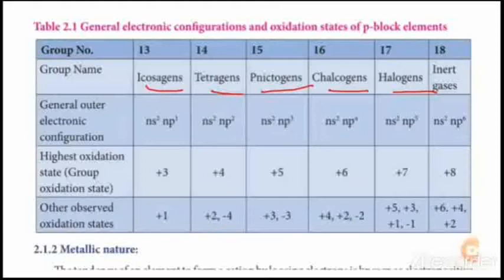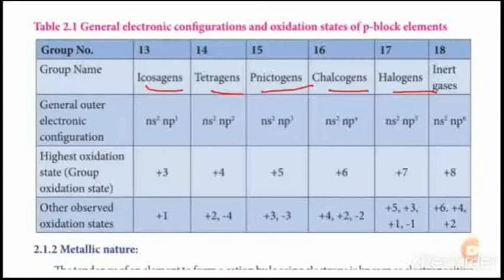Okay, the general electronic configuration we have already discussed, that is ns2 np1 to 6. That is 13, the first electron enters into the p orbital. 14, second electron enters to p orbital. Likewise 15, 16, 17 and 18, they have completely filled configuration. That's why it's called inert gases.